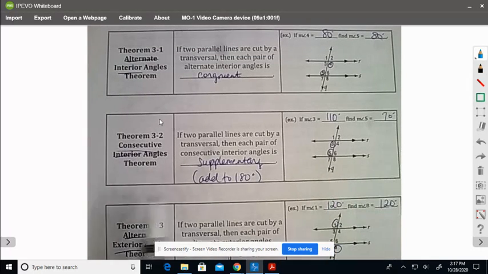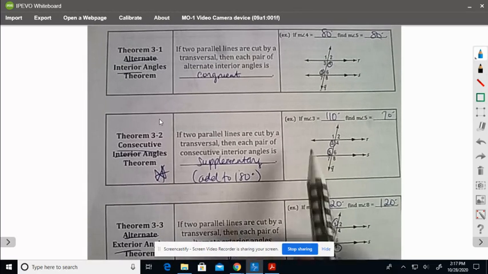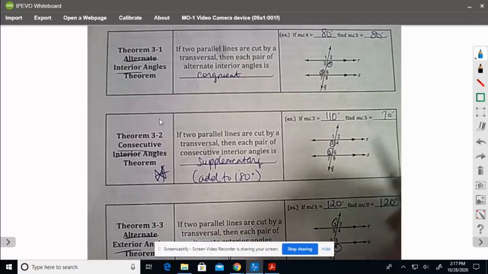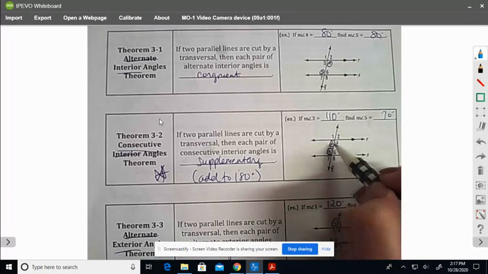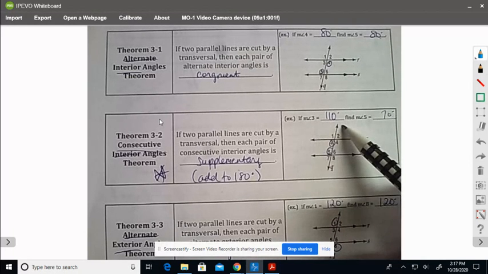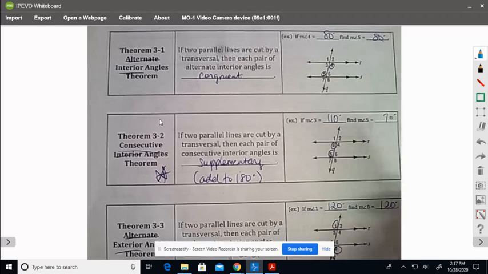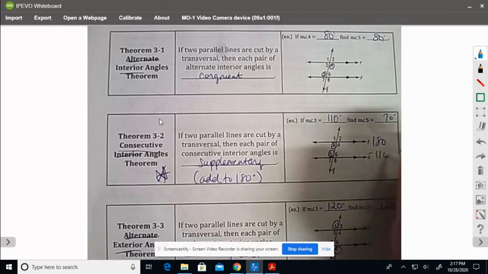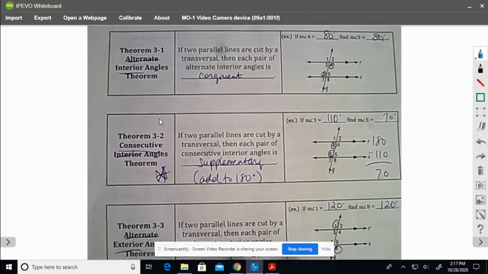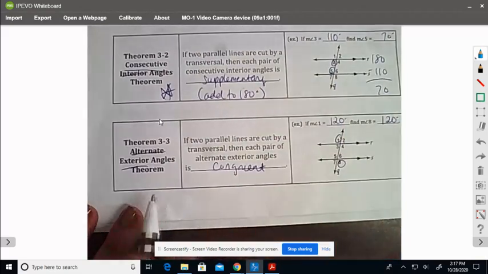Consecutive interior angles are the only ones that are not congruent. They are supplementary. That means they add to 180. Remember that the consecutive interior angles are on the same side of the transversal and they're both interior. So 3 and 5 are my example here. If I tell you that angle 3 is 110, then that means angle 5 is 70 because I would just do 180 minus 110 to get 70. They should add together to be 180, which they do.